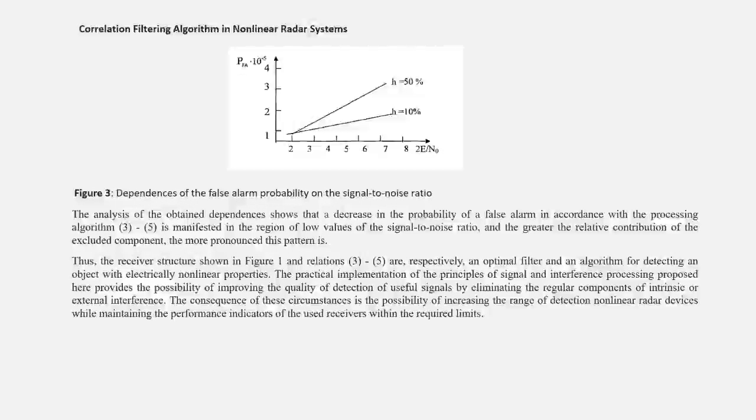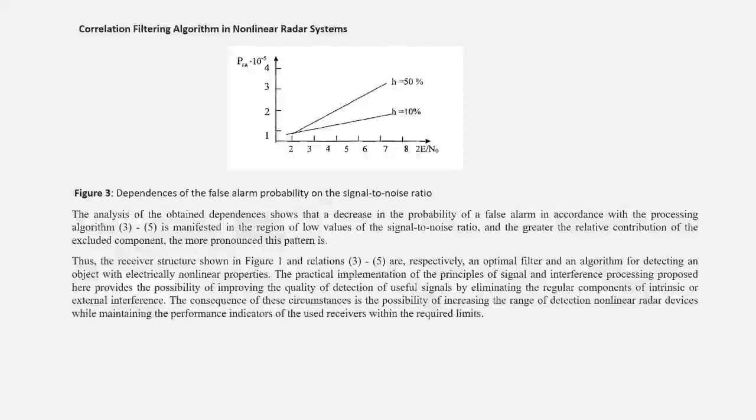The analysis of these dependencies shows that the decrease of the probability of false alarm with the processing algorithm from 3 to 5 manifests in a region of low signal-to-noise ratio values, and the greater the relative contribution of the excluded component, the more pronounced this effect is. Thus, the receiver structure shown in Figure 1 and relations 3 to 5 are, respectively, an optimal filter and the algorithm for detecting an object with electrical and nonlinear properties.